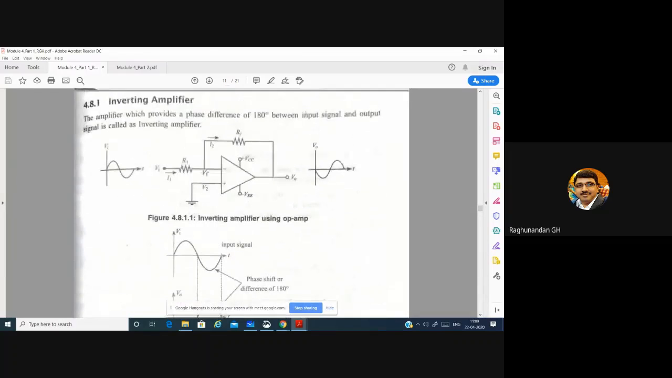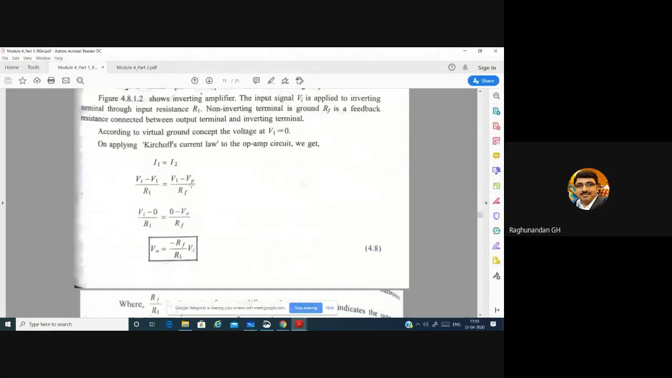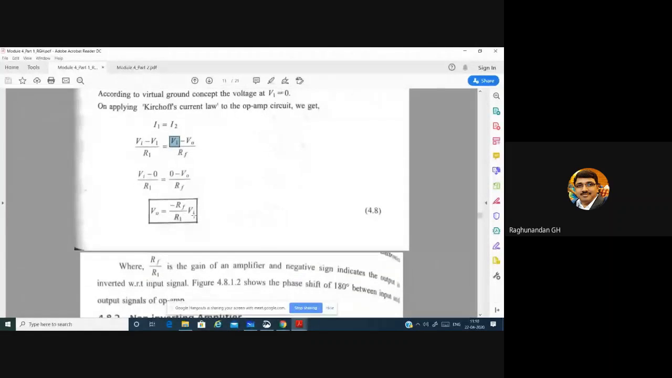This point is known as virtual ground. When it is virtual ground, we look at the positive terminal. What is the position of the positive terminal? It is grounded. When this is grounded, automatically this will also be grounded. So the voltage V2 will be equal to voltage V1. According to the virtual ground concept, V1 will be equal to 0, so wherever we have V1, we substitute 0. On rearranging the equation, we get V0 is equal to minus Rf by R1 into Vi.